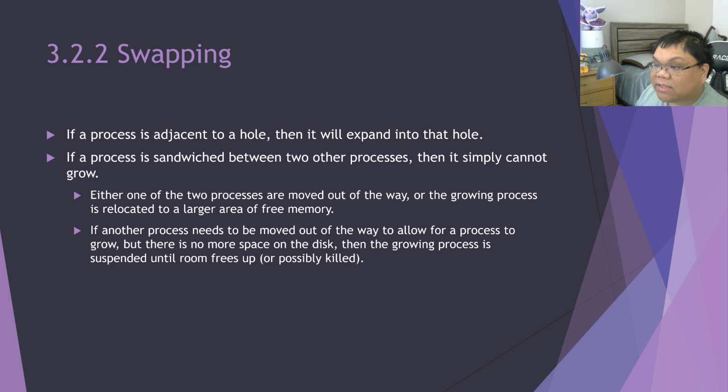If another process needs to be moved out of the way for a process to grow, but there's no more space on the disk, then we suspend the growing process in the meantime until there's more room available. Or, in the worst case, we just kill the process.